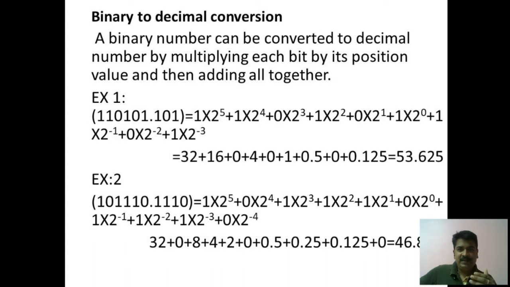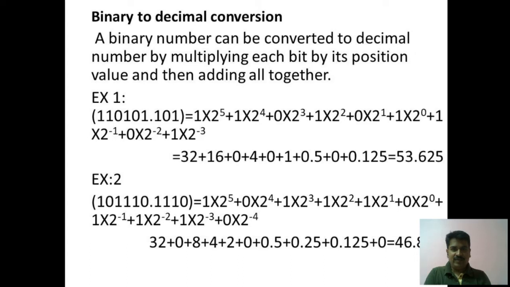I have taken the example 110101.101, a very lengthy binary number. This has to be converted into a decimal number. It's a very simple method. Each binary digit is multiplied by its position value. It's 1, 2, 3, 4, 5, 6, so the sixth position. The place values start from 2 power 0, then 2 power 1, 2 power 2, 2 power 3, 2 power 4 and 2 power 5. The sixth position is 2 power 5.